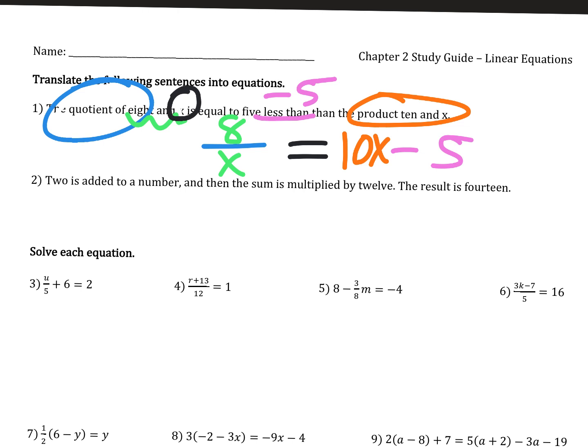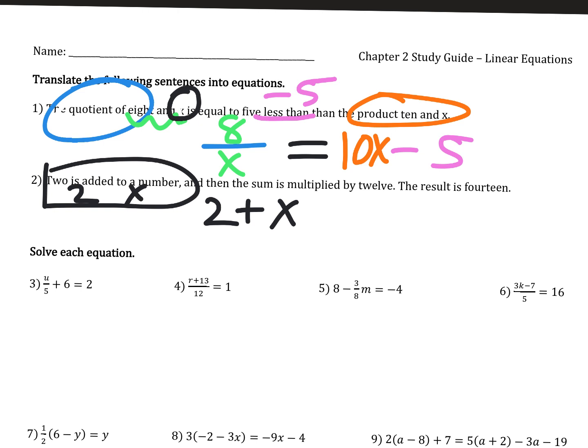It says the number 2 is added to a number. What do we use when we don't know what that number is? X. Or any variable, correct. I'm going to be boring though and use x. The sum is multiplied by 12.